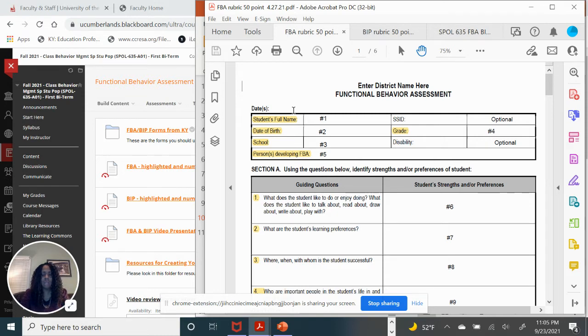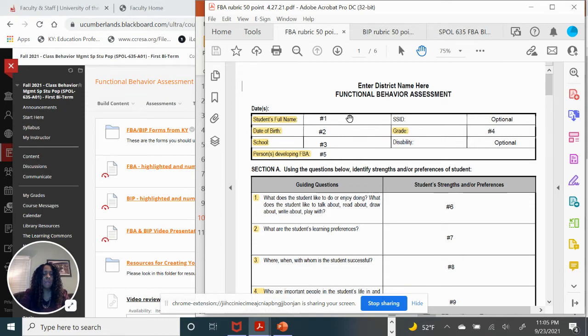Why are these highlighted and numbered? Because there's some areas that you can skip. Like I said, it's a pseudo FBA. You're not going to have all of this information. So you're going to provide for me anywhere where you see on this, and this is available for you in the rubrics folder as well as in the FBA folder, anywhere that you see a highlight and you see it numbered, that's what you need to provide for me.